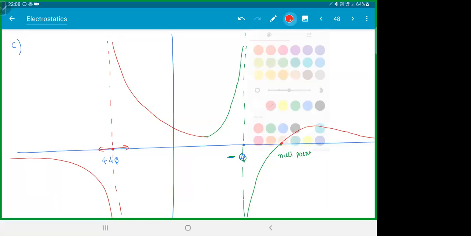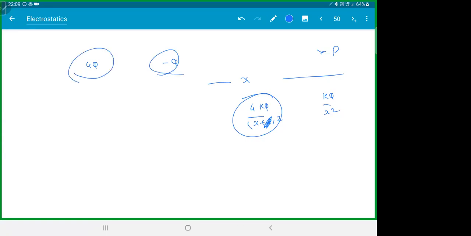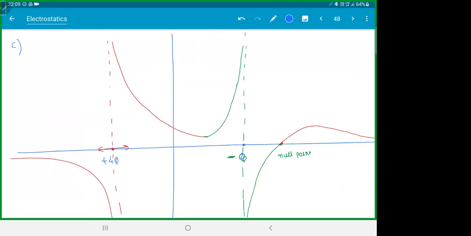I'll tell you why. See, if you're very far, think like this. Let's say 4q and minus q. If you're very far, let this distance be x. How much will the field of 4q be? 4kq by (x plus d) whole square. And how much will the field of q be? kq by x square. If you are very far, I can ignore d. So this is dominating now. When you are very far, 4q will dominate minus q. When you are very close, minus q will dominate. So the field will actually go above the null point and then drop again. This part of the graph is what makes this question tough. Most people don't realize this. At this point, the field of 4q is stronger.